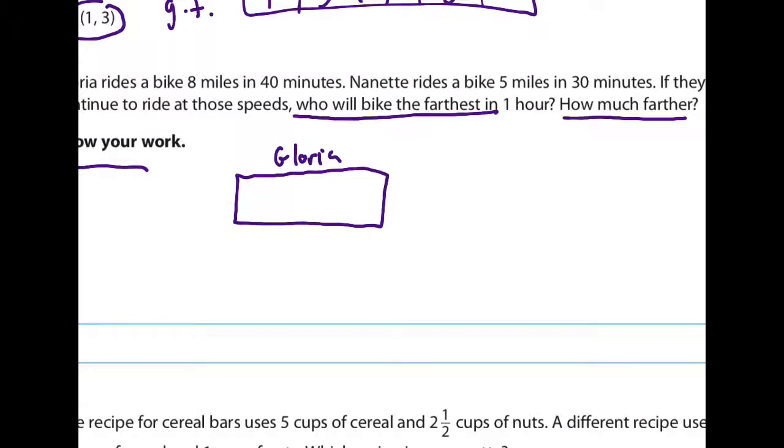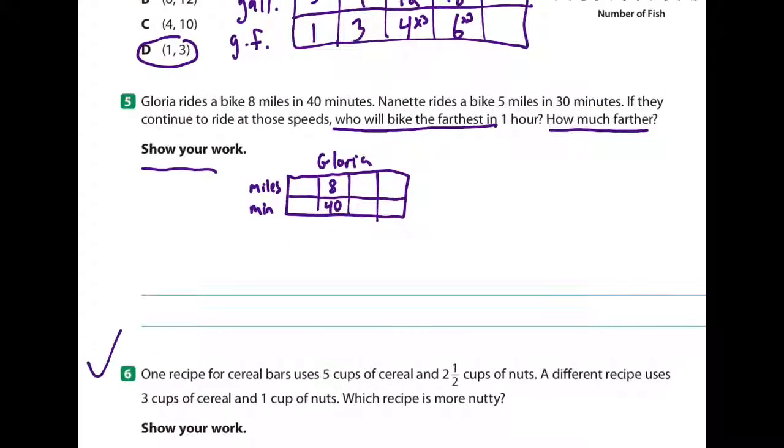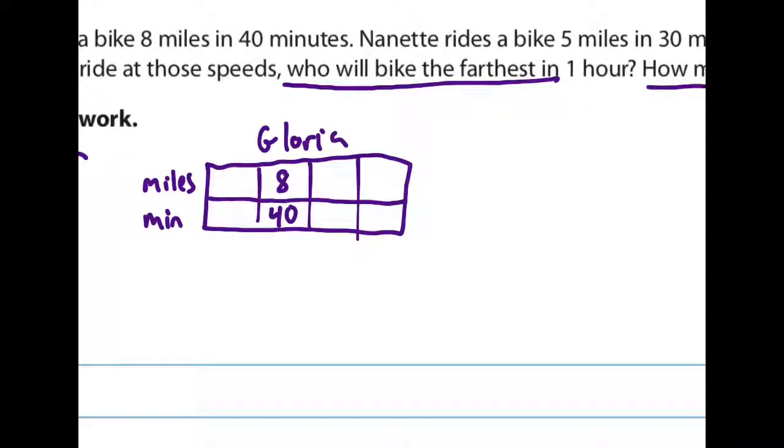So she rides 8 miles, so the top will be miles, in 40 minutes. So let me split this into some columns. So 8 miles and 40 minutes. Now, if I want to know who can ride the farthest in 1 hour, we know 1 hour is going to be 60 minutes, right? So now let's figure out the rule.